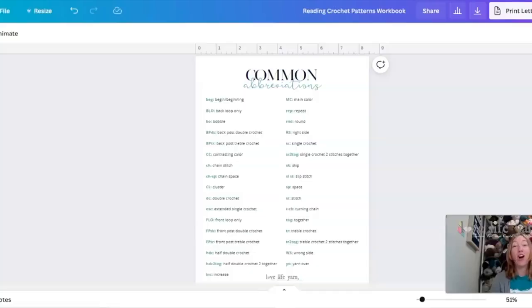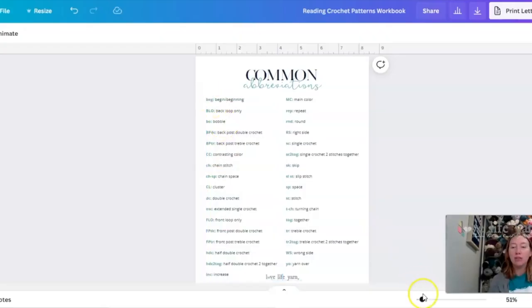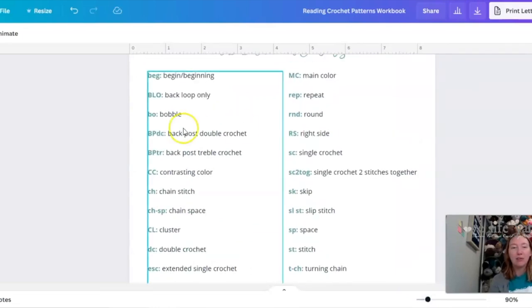All right, here we have our common abbreviations cheat sheet from the workbook. So all of these things that you can see here are commonly used in crochet. So you have the beginning, or to begin around, is just BEG. Let me zoom in a bit here, even though it doesn't always like me. Okay, there we start. BLO is back loop only.